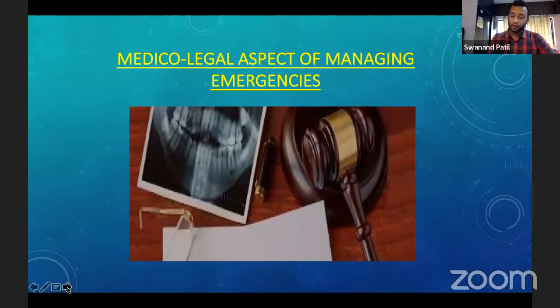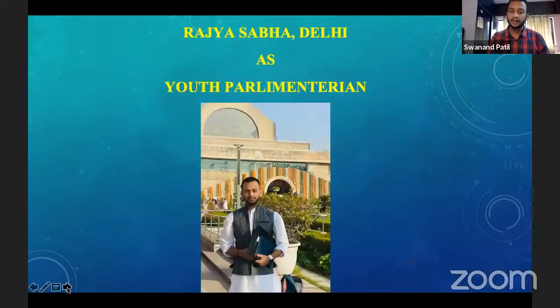I actually was a youth parliamentarian in Delhi for the last week and I presented a case and I have filed a bill in the Rajya Sabha this year regarding the medico-legal aspect of the doctors. I know I'm short of time, but I just need to mention this, that I was a parliamentarian this year and I presented medico-legal cases regarding dentistry.